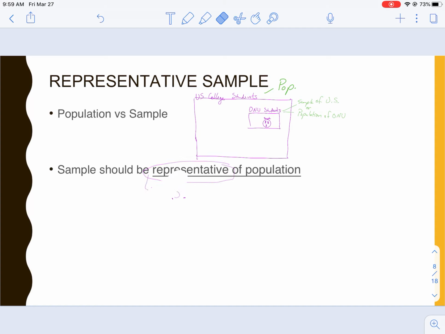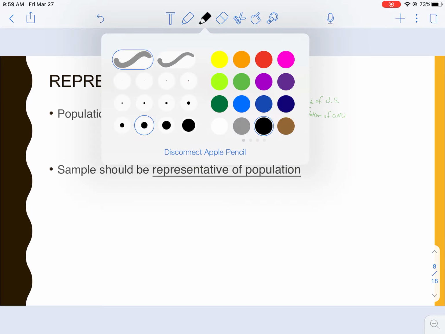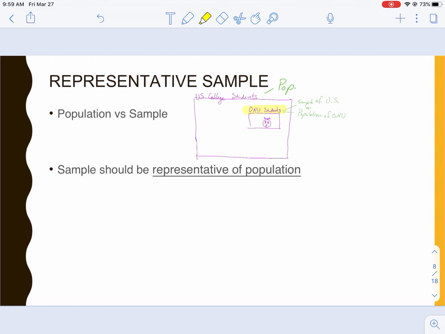Sometimes we just think about it logically. If, say, we worked for an alcohol company, we wanted to know something about college student alcohol use. Would ONU students be a good representative sample of the U.S. college students? I would hope not, right? Hopefully our alcohol use is lower than U.S. college students, so that probably wouldn't be the best way to create a sample. How do we create a representative sample?